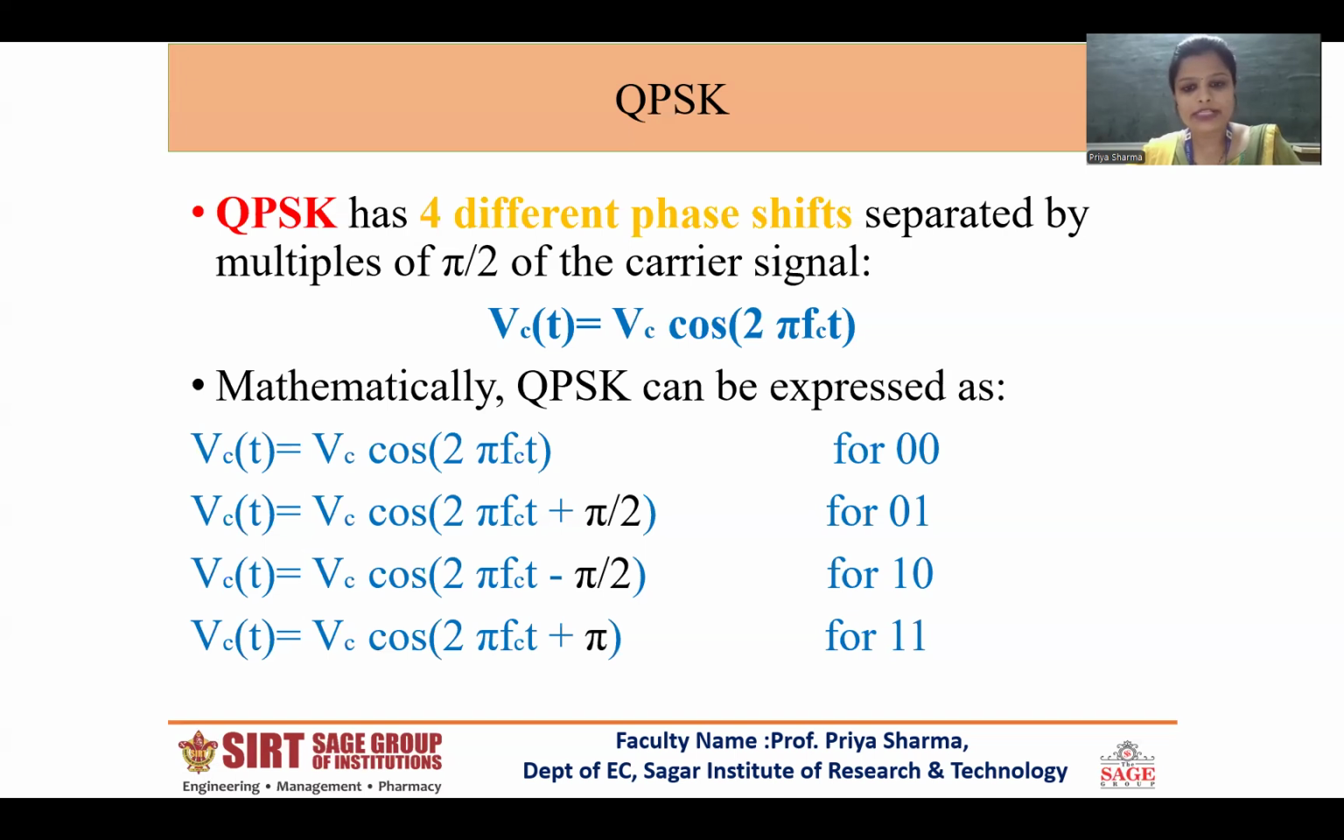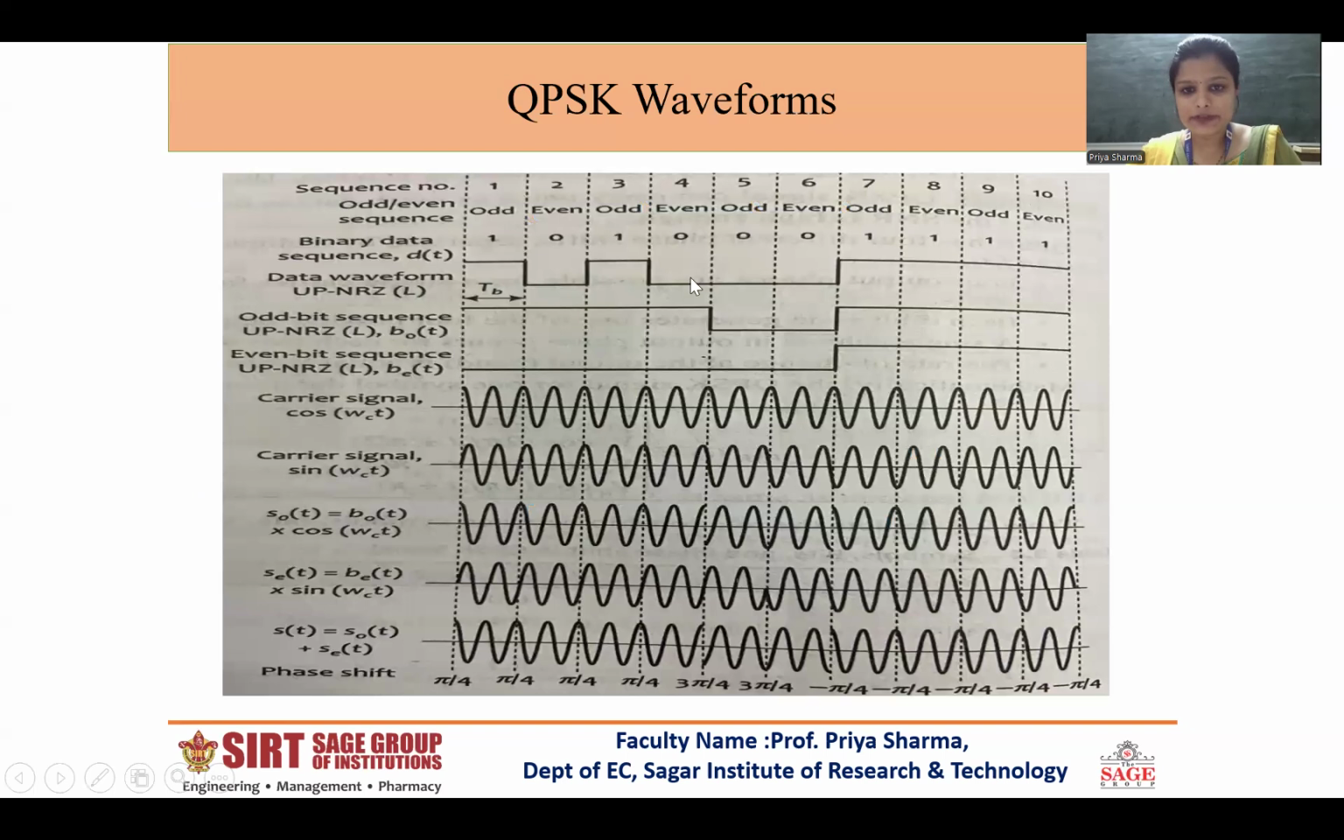Mathematically, QPSK can be expressed as follows. For the signal 00, it is the same as VC cos 2 pi FC t. For 01, it will have a phase shift of pi by 2. For 10, it will have a phase lag of pi by 2. And for 11, it will have a phase lead of 180 degrees. This is the waveform.